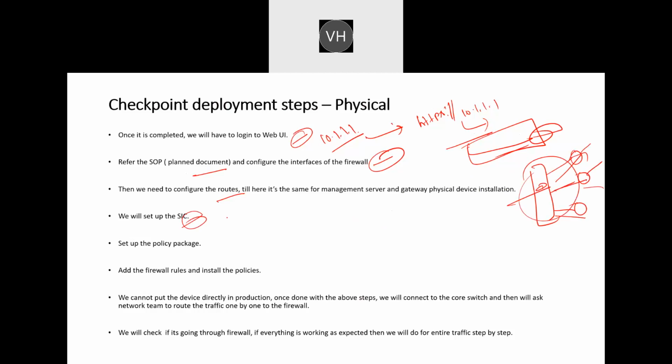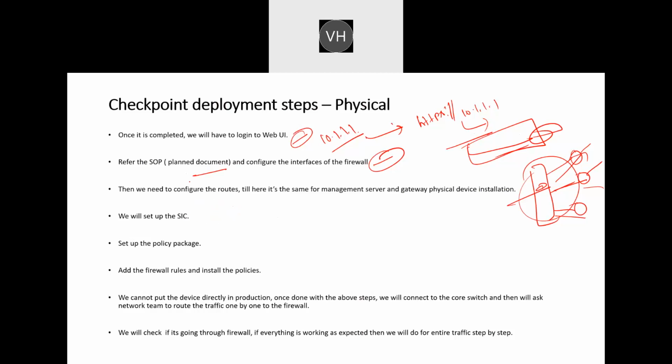And we have to set up the SIC. We know how to set up the SIC, right? While installing the firewall, it asks for a password, and we have to note down the password, log into the management server and add the gateway. After adding the gateway, we have the communication option there. We add the SIC password and make sure that SIC is established. In our past classes we discussed how to establish the SIC, and if it is not working, how to reset the SIC also.